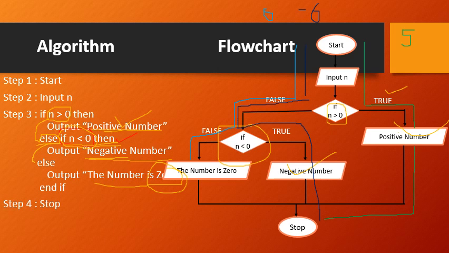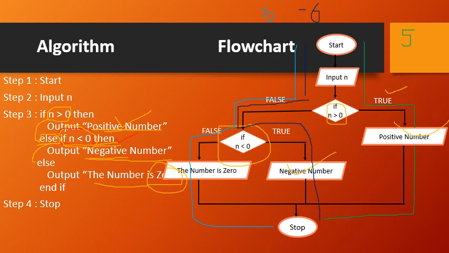So when the entered number is 0, it should display a message saying that the number is 0. So this will be executed. Then the flow of the execution will come to the stop. You may notice here there are three different flows depending upon the number we enter. If it is positive, then it will take this route, the one highlighted in green. Then if it is a negative number, it will take the other route. And if it is 0, then it takes the third route.